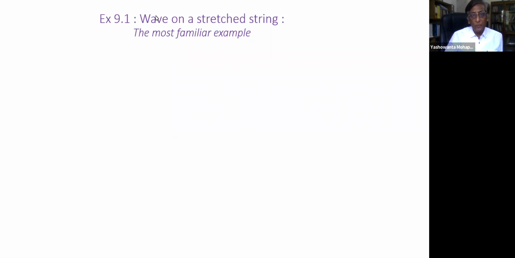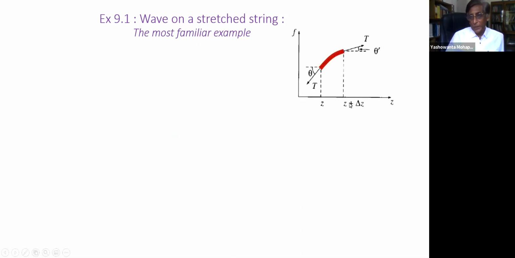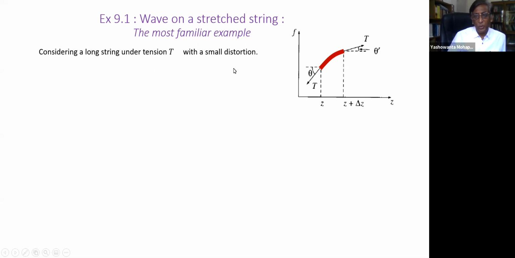Let's take the most familiar example of a wave on a stretched string. You are probably already familiar with it, but I'll go through it quickly because that gives us the opening gambit, so to say. Okay, so in a stretched string, if you consider a small fraction of the stretched string, a long string under tension T with a small distortion, meaning theta and theta prime are small, and theta is the angle at z, and at z plus delta z is theta prime.